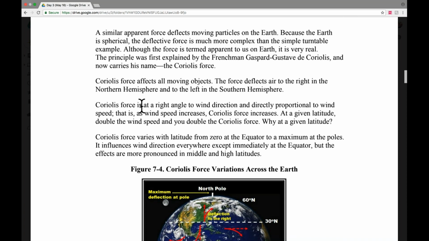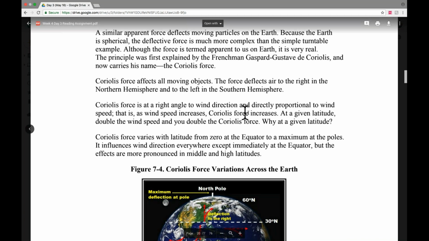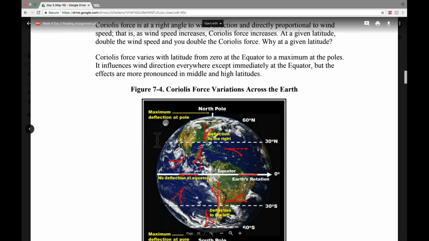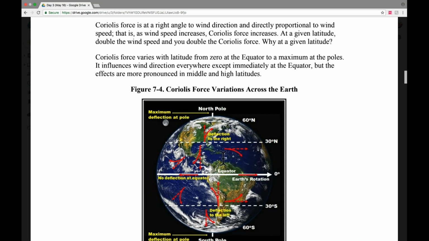So the Coriolis force is at a right angle to the wind direction and directly proportional to the wind speed. That is, as the wind speed increases, the Coriolis force increases. So similar to what we were talking about yesterday, right? Depending on the distance from the equator, the greater the effect, right? And depending on our direction as well.